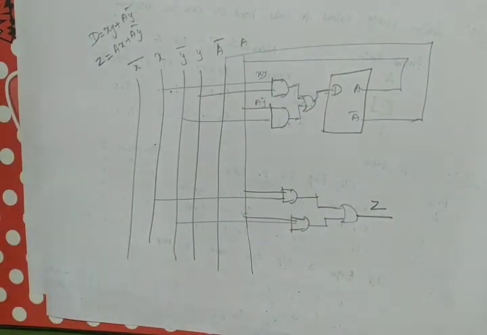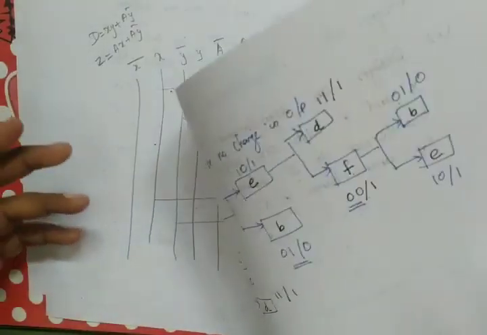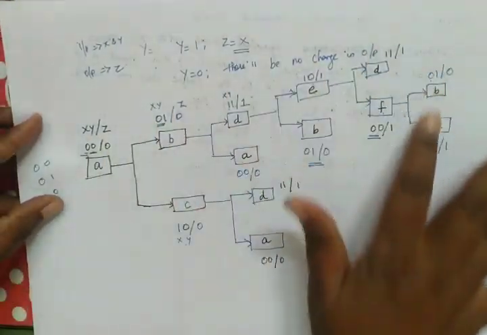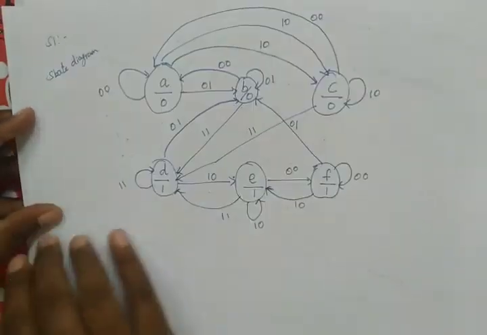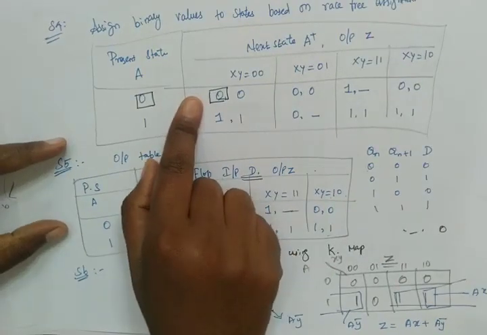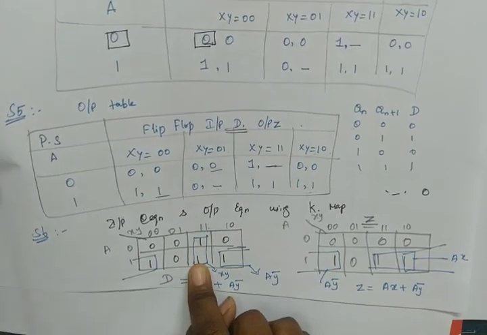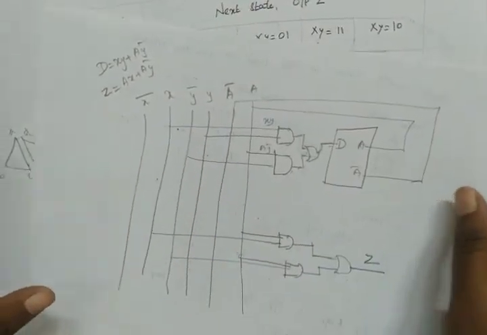So like this we have to complete the problem. This is the question. So according to the question, our first step is to draw the tree diagram. From the tree diagram, draw the state diagram. For the state diagram, write the primitive flow table. Then reduce this primitive flow table. Then assign the values for this table. Then use the flip-flop given. Then, by using K-map, minimize the expression. Then draw the diagram for this minimized expression.